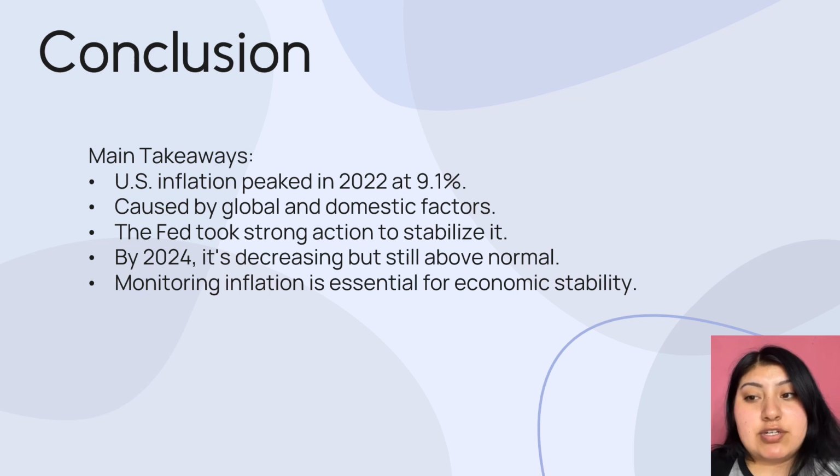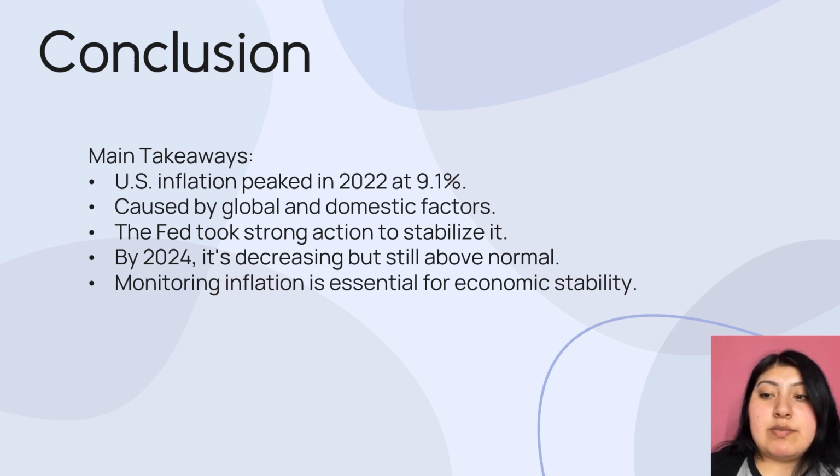Conclusion: to summarize, inflation in the USA rose sharply in 2021 and peaked in 2022. The main causes were supply chain disruptions, high demand, energy prices, and global conflicts. The Federal Reserve responded by raising interest rates. In 2023 and 2024, inflation declined, but is still above the ideal level. Careful monitoring will be needed in the future.